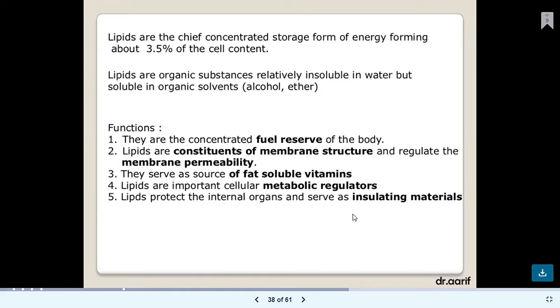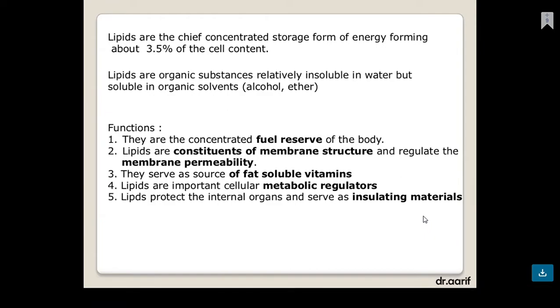These are all fat soluble vitamins. That means they can be only soluble in fat, and they don't come in the form of diet. The body has these natural vitamins inside. And lipids are more important cellular metabolic regulators, and they protect the internal organs and serve as insulators.